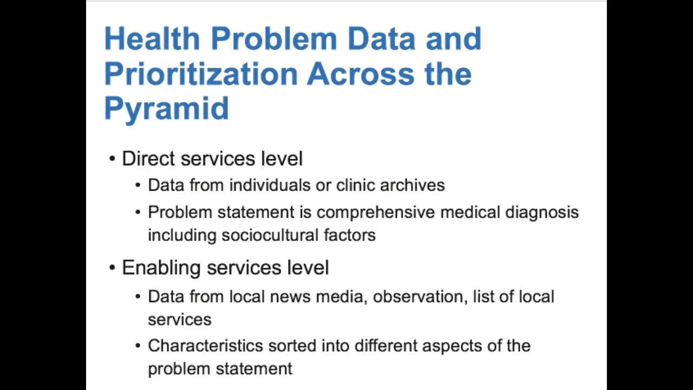At the enabling services level, data are coming from the community through things like local news and service organizations. As we talked about earlier, other types of observational data done during a community mapping exercise would also be used here at the enabling services level. These data can be sorted into various elements of the health problem to help determine what should be included in the health problem statement. For instance, if you're interested in addressing obesity, data could be sorted into information related to food in the community, environmental factors that would impact exercise, economic or transportation information, etc.